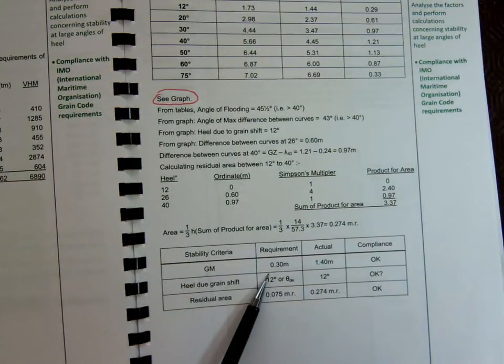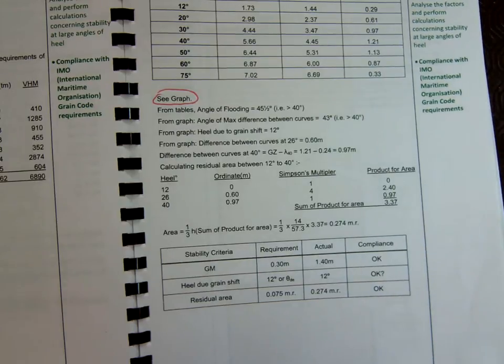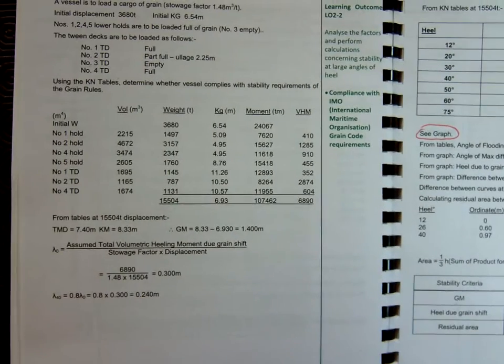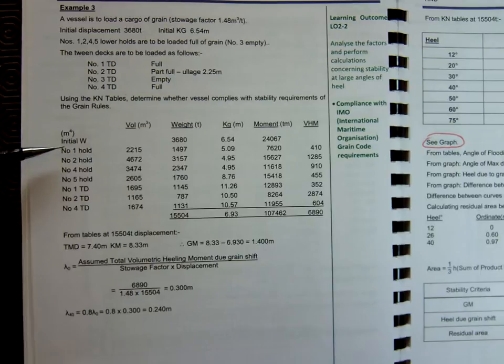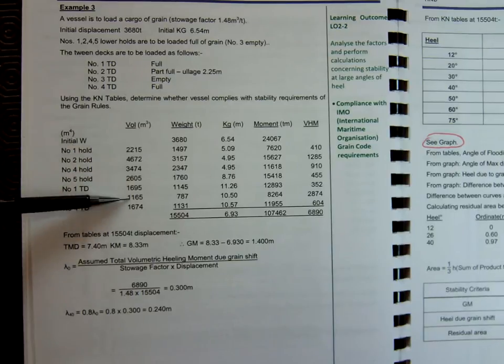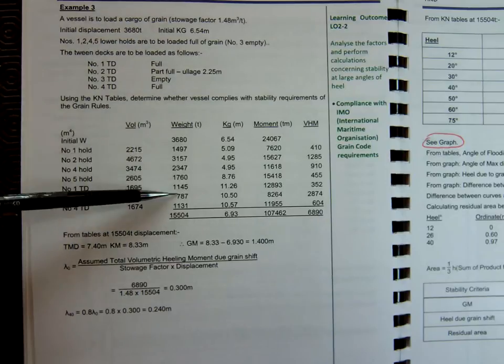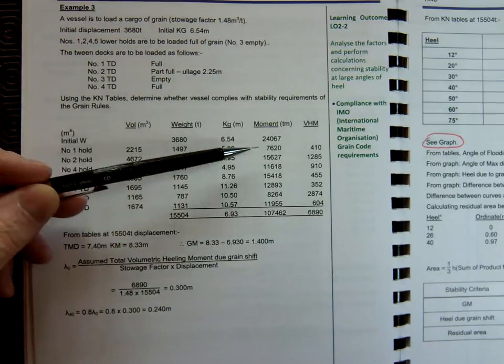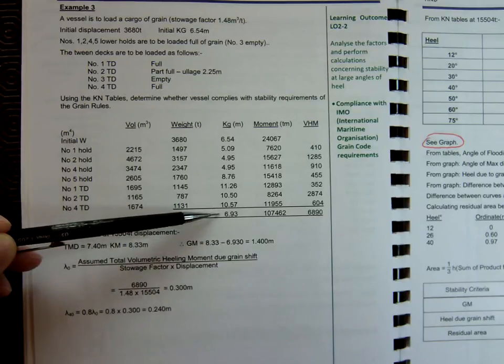GM 0.3 or more, heel due to grain shift 12 degrees or deck edge immersion, residual area has to be 0.075. So in this particular problem, obviously we have to draw a GZ curve. As in the previous problem, look up the volumes for the holds, divide by the stowage factor to get the weight, multiply by the KG to get the moments, divide the moments by the weight to get our final KG.